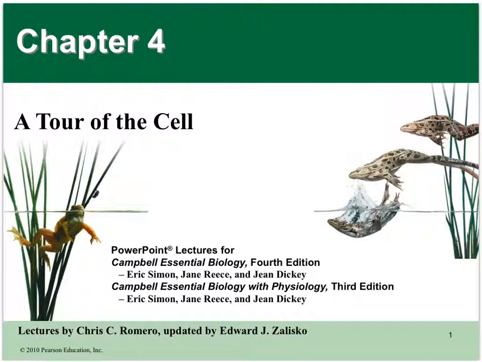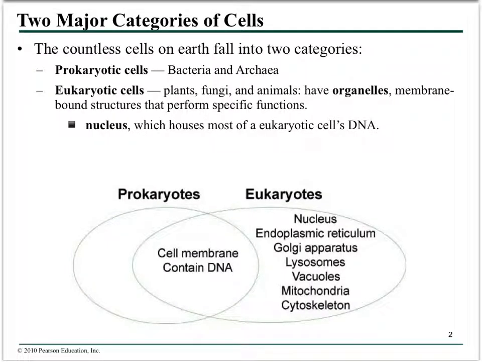Hello, we are now starting Chapter 4, which discusses cells. There are two major categories of cells, prokaryotic and eukaryotic. Prokaryotic cells are bacteria and archaea. If you go back to Chapter 1, you'll see that we discussed those two in the chapter. The other cells are eukaryotic.